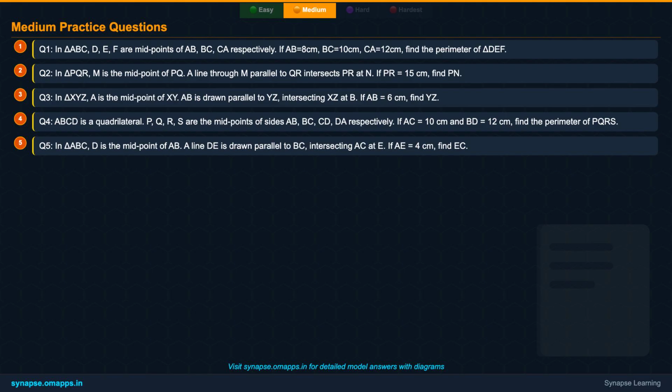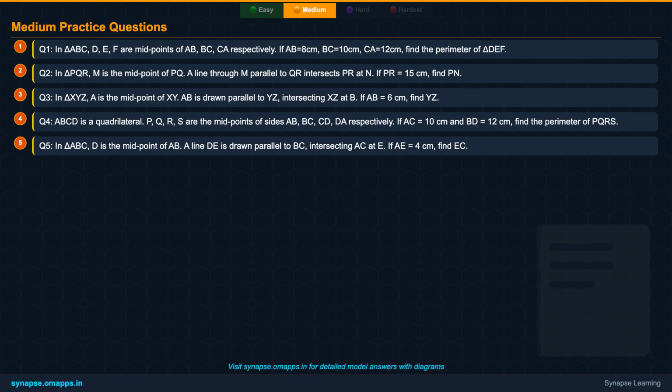Question 1. In triangle ABC, D, E, F are midpoints of AB, BC, CA. If AB is equal to 8, BC is equal to 10, CA is equal to 12, find the perimeter of triangle DEF.